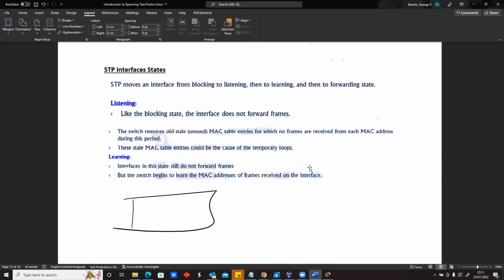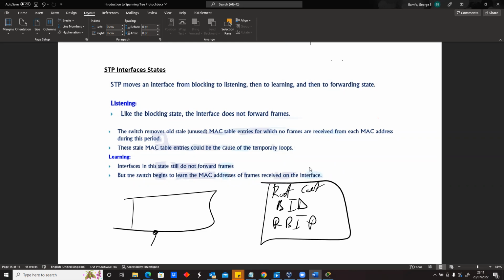in a listening state, what we mean is that that port is only trying to listen to BPDUs. So it's listening to information like what's the root cost of the switch which I'm connected to, what is the bridge ID of the device I'm connected to, and what is the root bridge ID as known by this device. This is the information we receive when we are in the listening state as a port. At that time, this is what we get in from the switch: the bridge ID and root bridge ID of the opposing device.